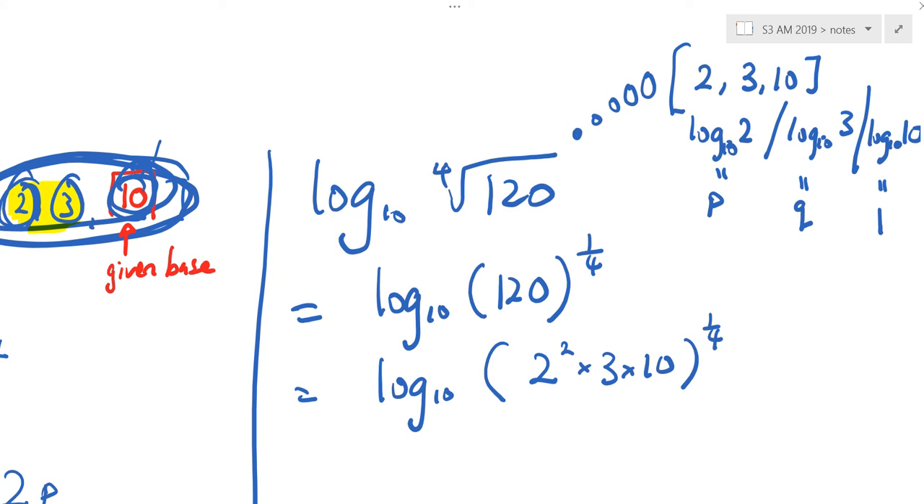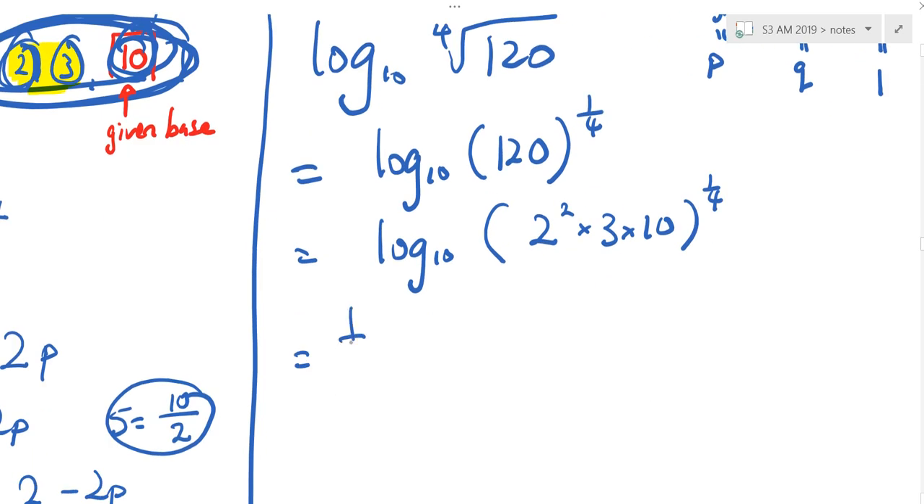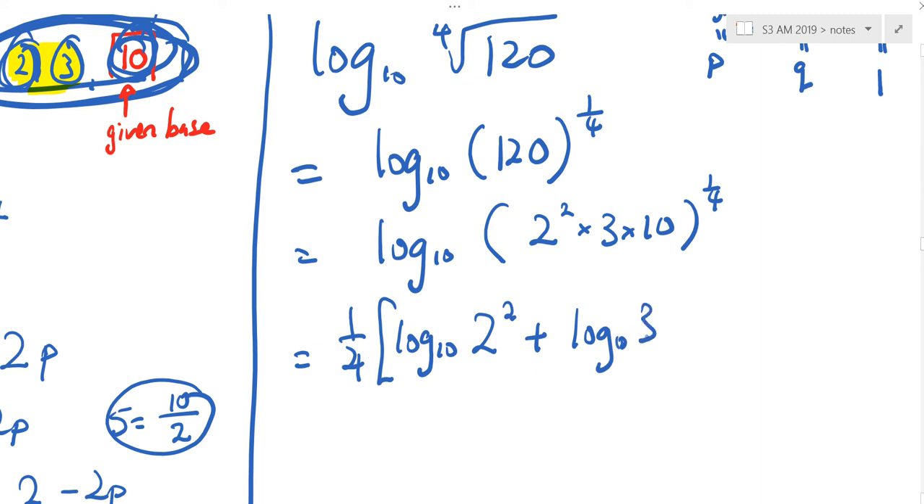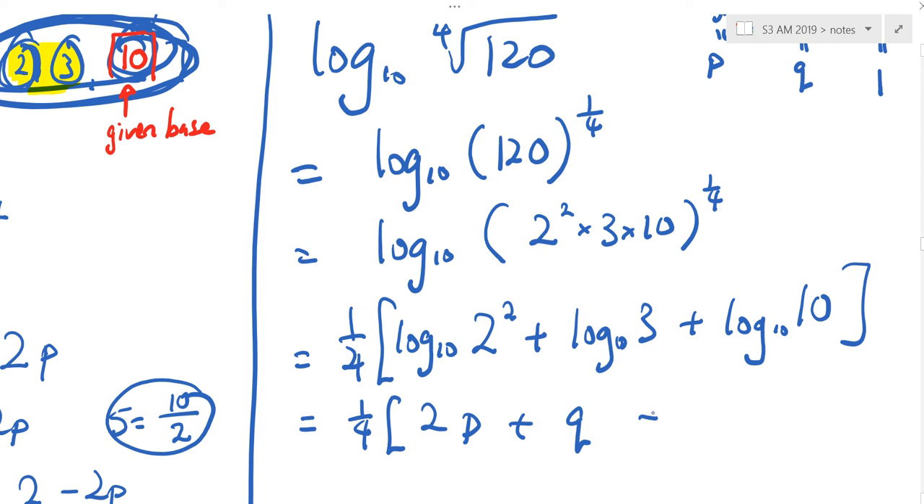So the 1 over 4 can come in front, because the most irritating thing is the 1 over 4. I cannot deal with this. So can you bring it in front? Once you bring it in front, can you split them? Plus, do I already know the answer? 2P plus Q plus 1.